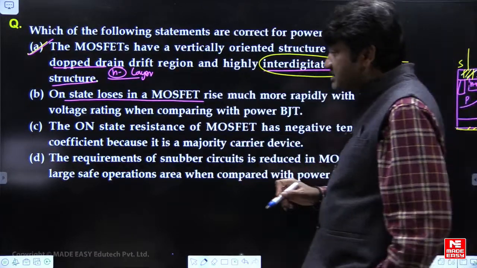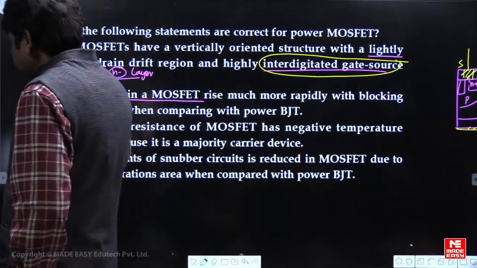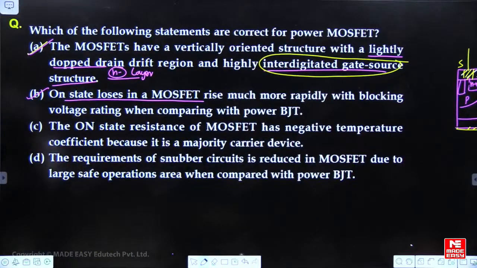Yes, so this is also a right, correct statement. So B is also a correct statement. Then what about the next statement C? Dear students, go through the statement C.